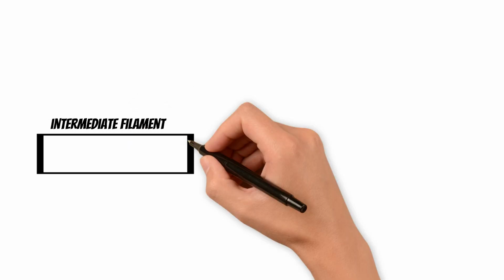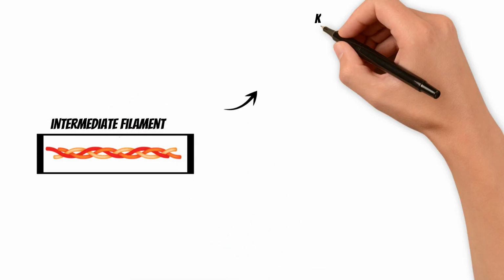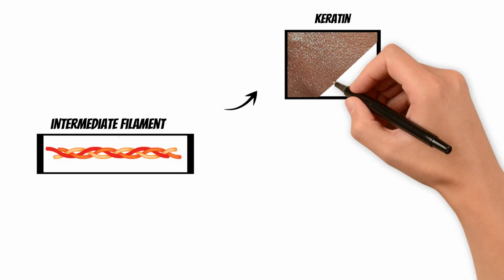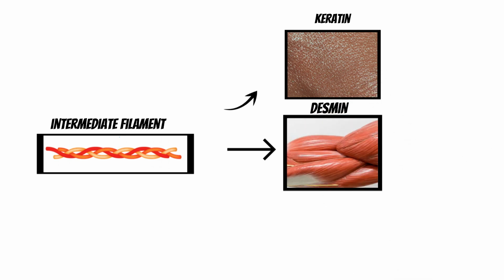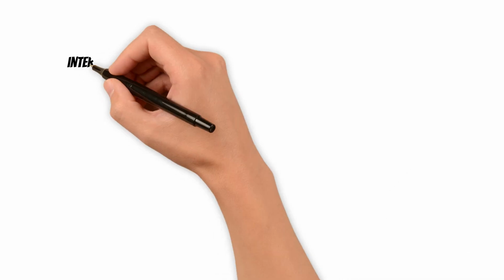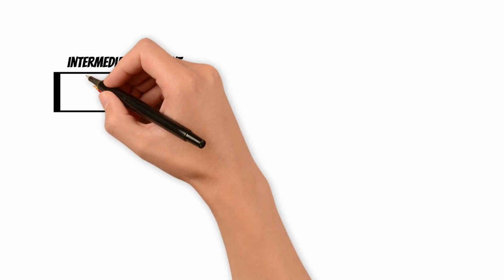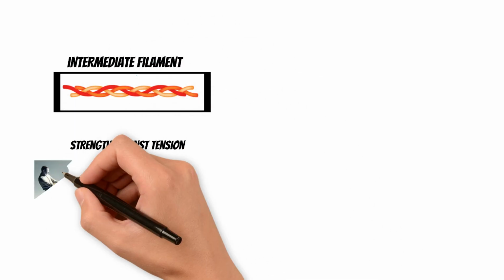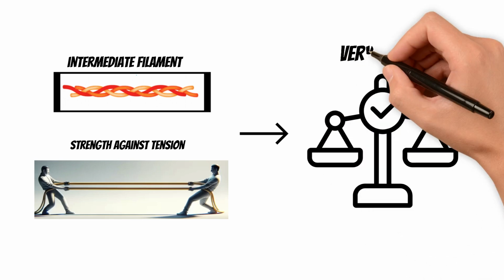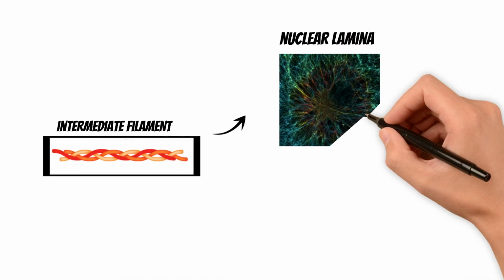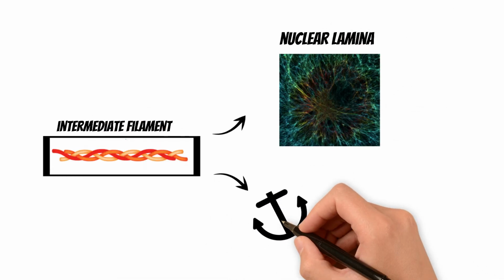Next are the intermediate filaments. They're rope-like fibers made from different proteins depending on the cell type. Keratin in skin, desmin in muscle, and lamins in the nucleus. Their main role is to provide mechanical strength against tension, preventing cells from tearing when stretched. They're far more stable than actin or microtubules, and they don't treadmill. They form a network around the nucleus called the nuclear lamina, providing support, and they also play a key role in anchoring organelles.